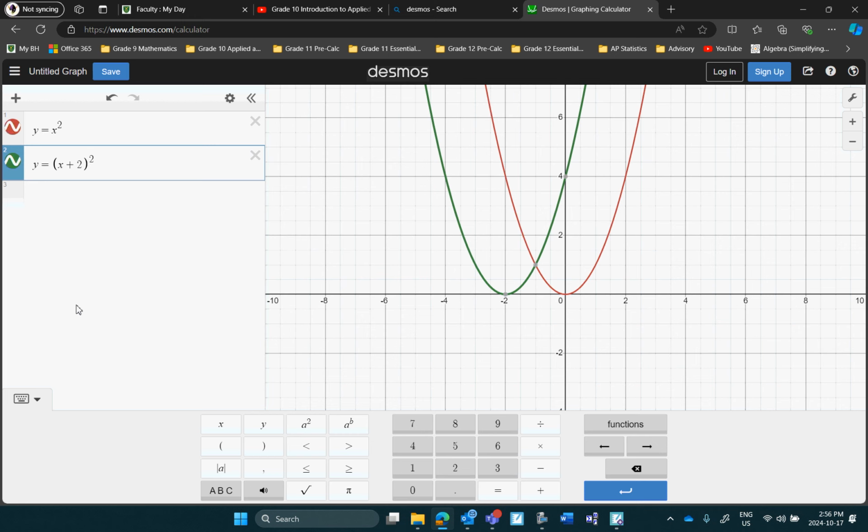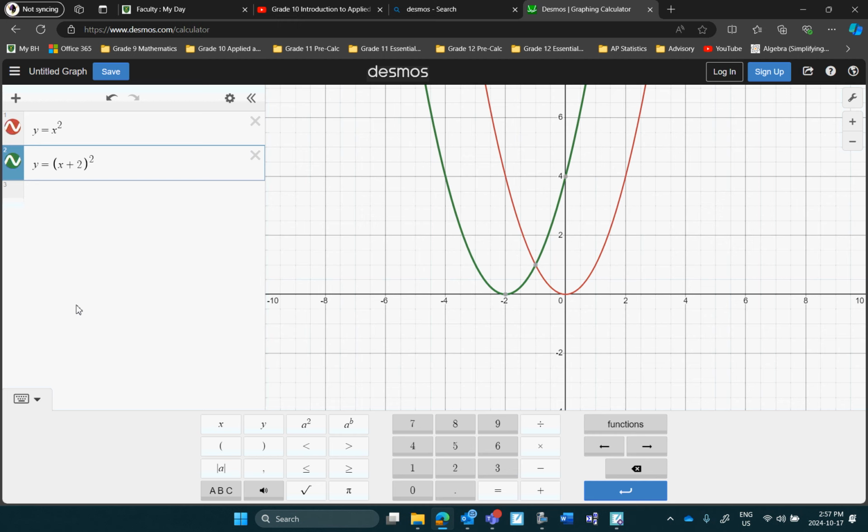What did it do? 2 to the left. Where do you think x minus 2 would go? Right. But it's kind of reversed, isn't it? You think plus, well, I would go to the right, and minus, I would go to the left. The reason for that is the vertex form is always written as a subtraction.